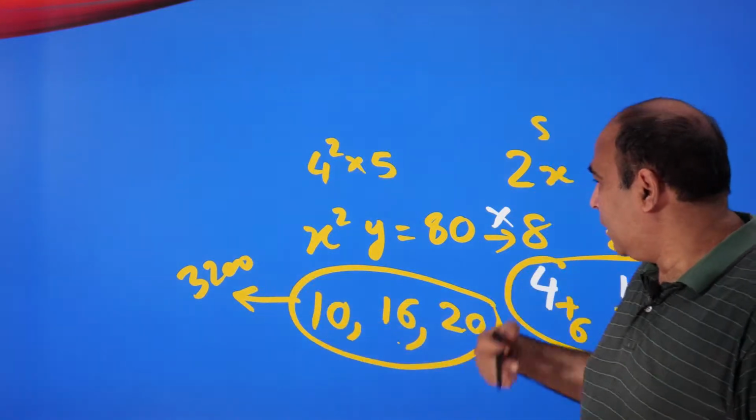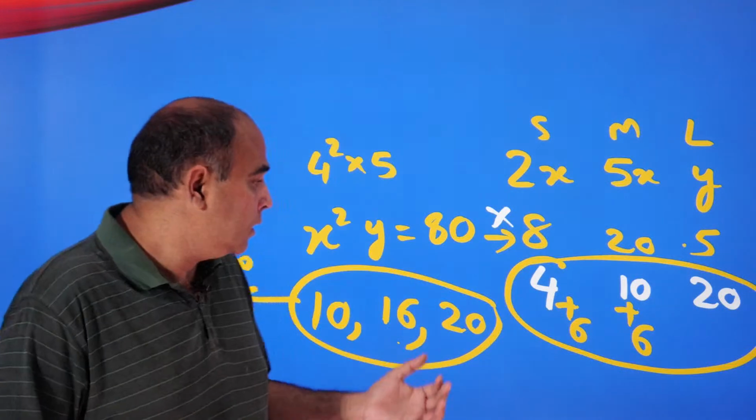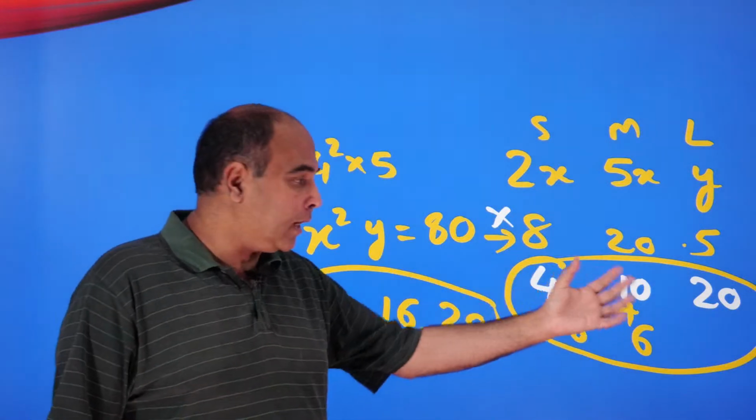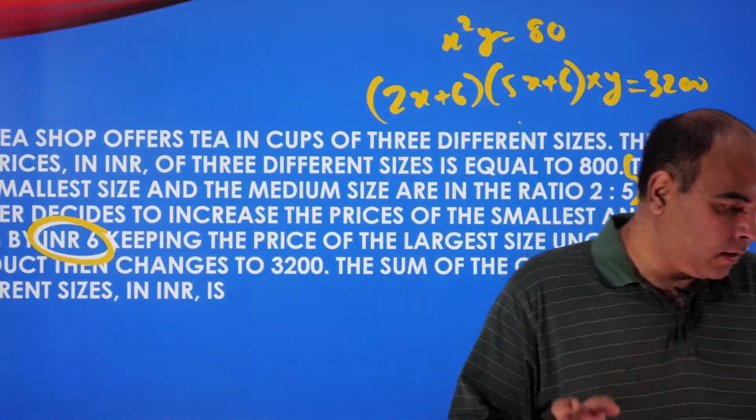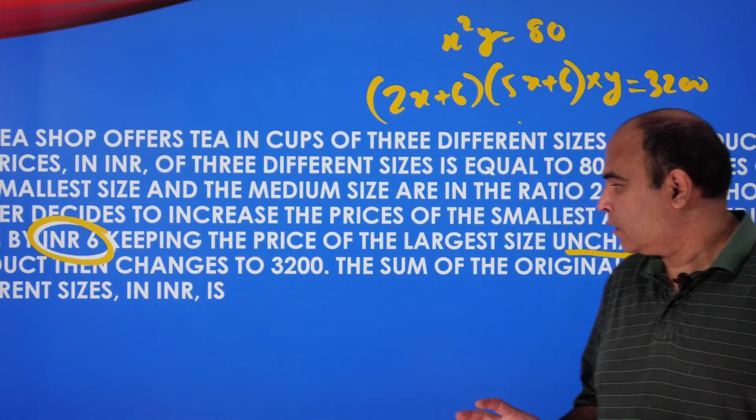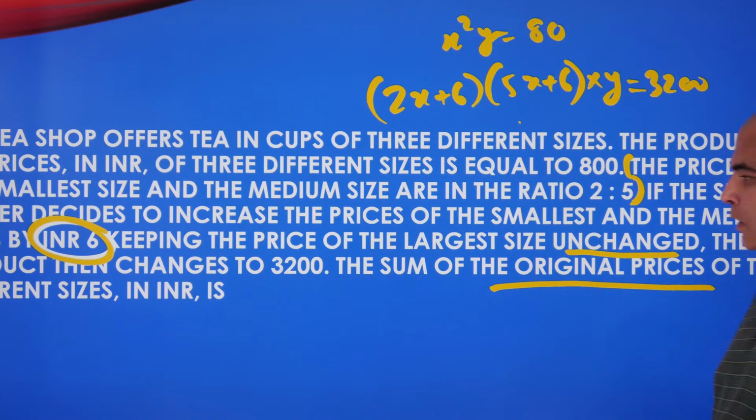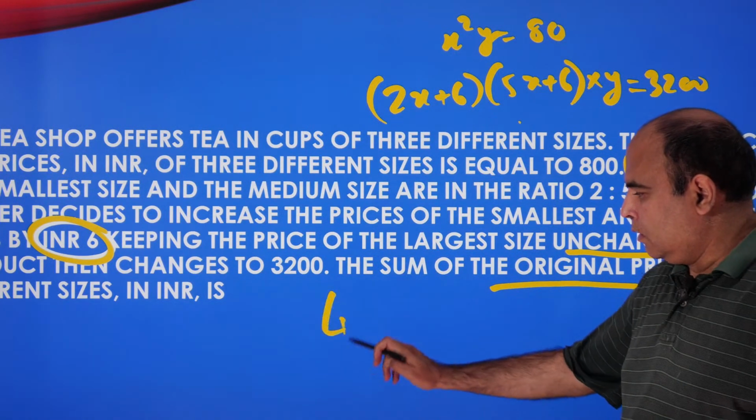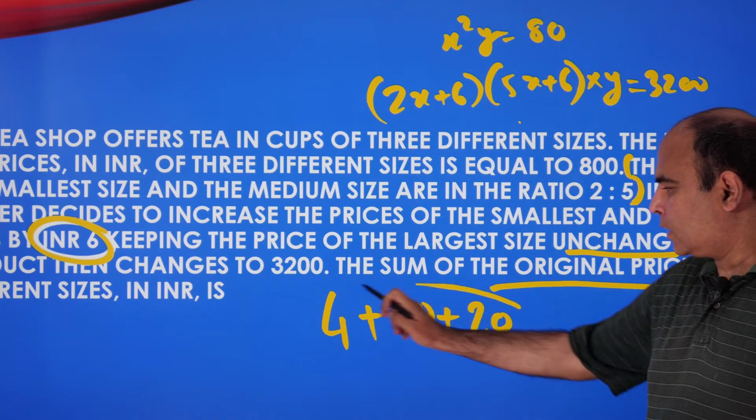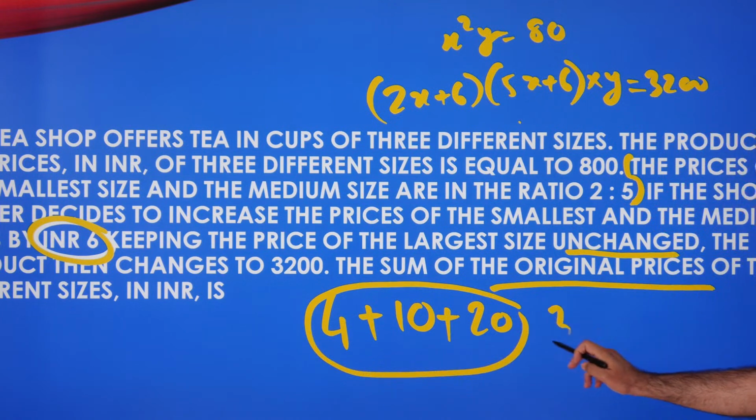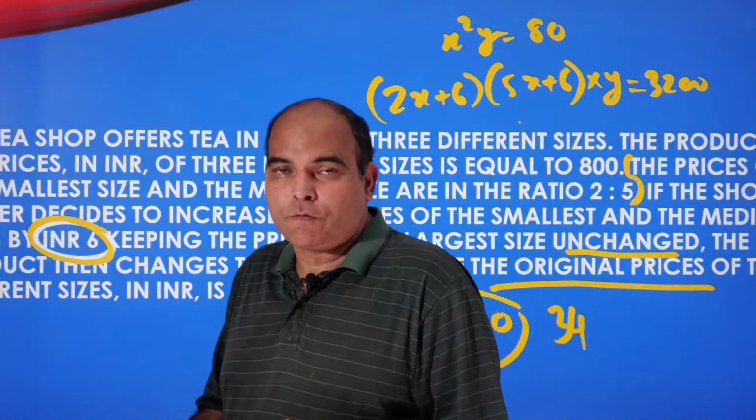And hence we have been able to identify the value of x, the original prices of all the 3 cups, 4, 10 and 20, and you have avoided creating any equations here. So the question being asked here is, find the sum of the original prices of the 3 different sizes. 4 plus 10 plus 20, the sum is 34. End of the problem. And this is again another problem that you can actually finish off during your first reading of the problem, right?